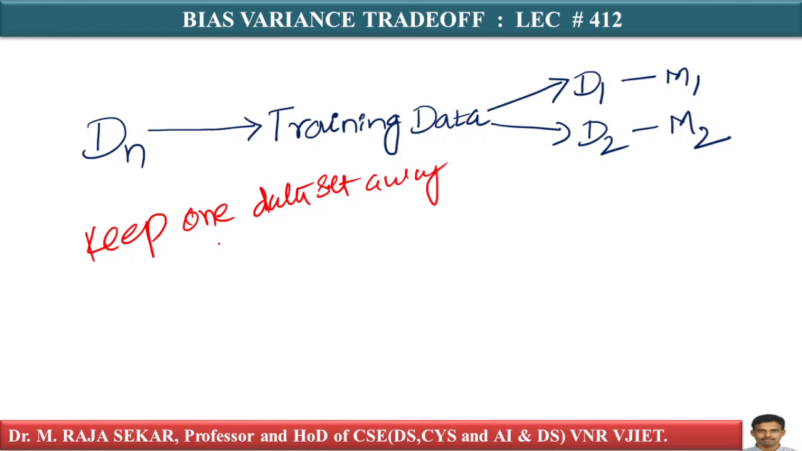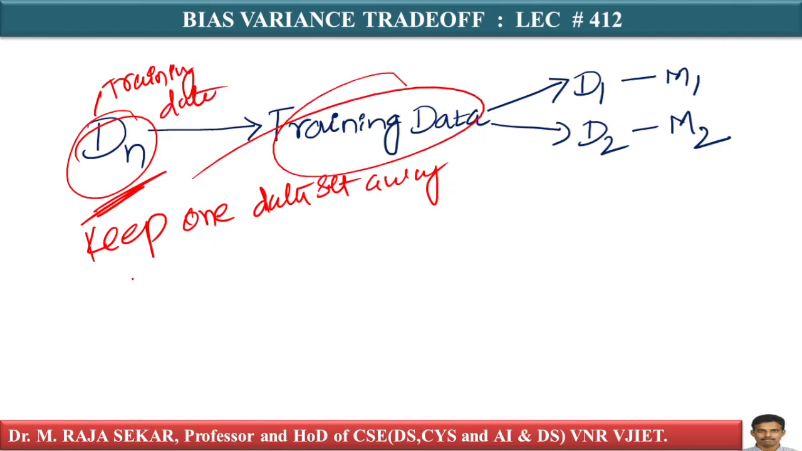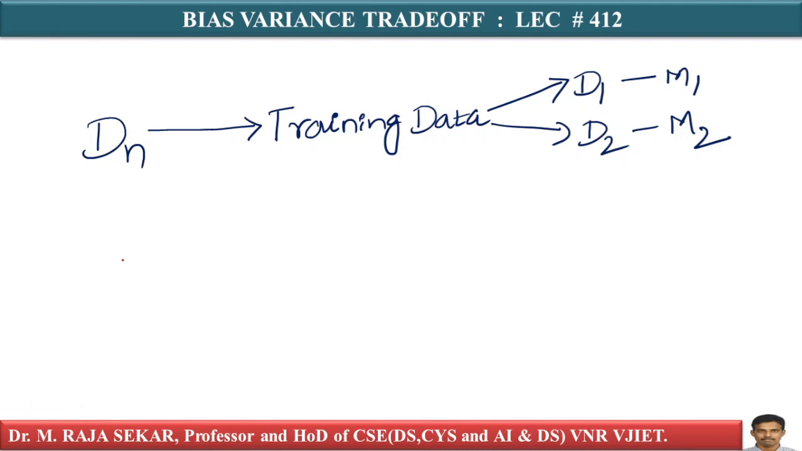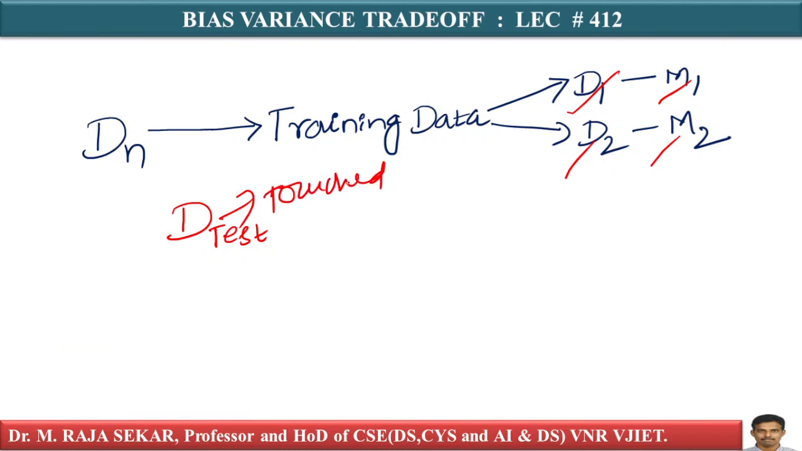How do you actually train the model? I have my DN, which is your training data, from which you are creating D1, D2, and so on, and training your models M1, M2, and so on. You have your D test, which is not touched, and you have DCV.